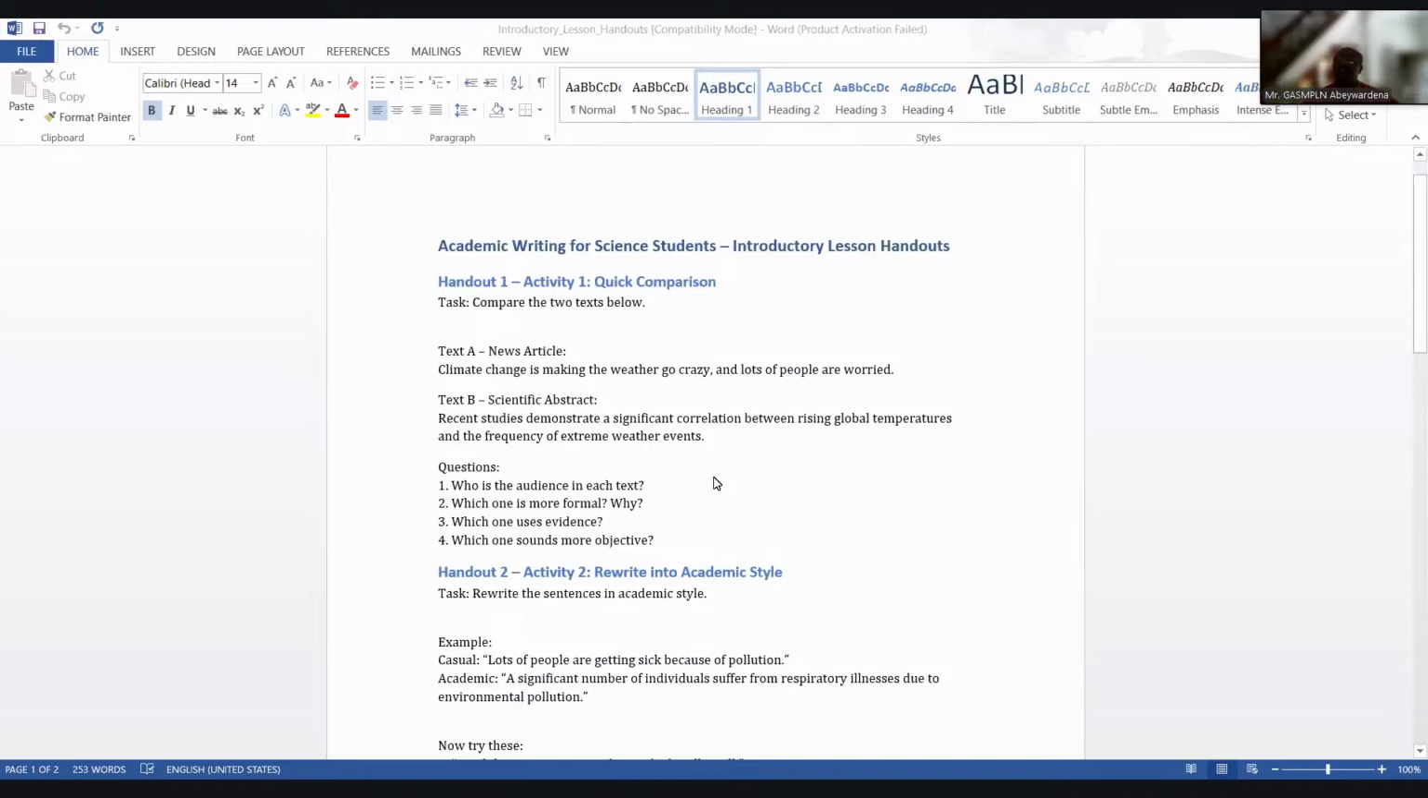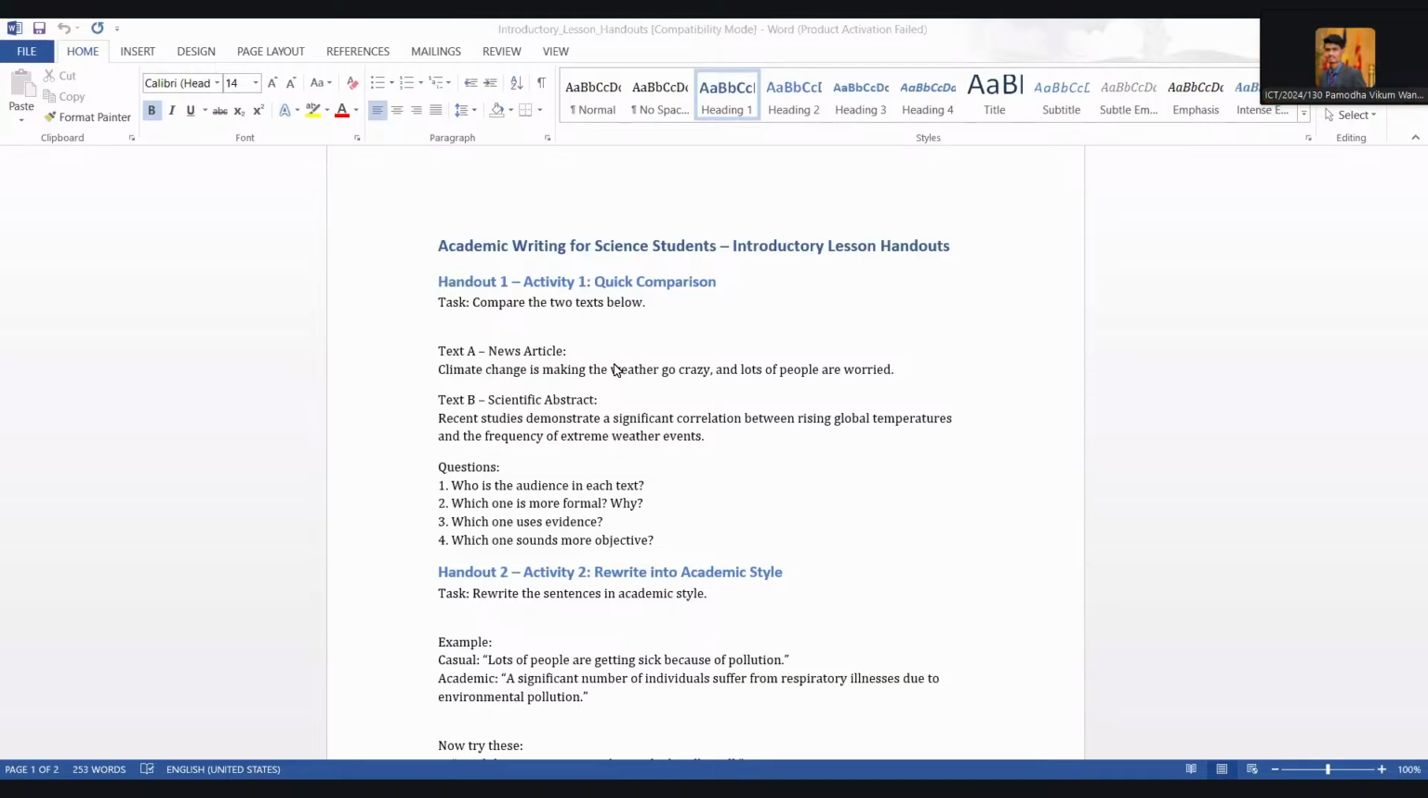So there are some questions. When you answer these questions, you will understand. Who is the audience in text, in each text? Let's say text A. Who is the audience? Audience means those who get the information. Who is the audience of text A? Can you guess?